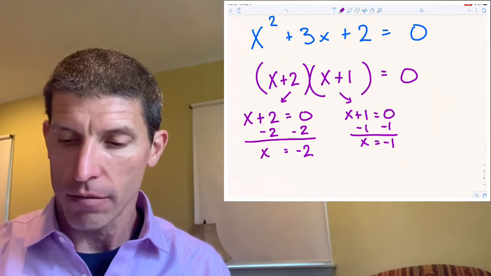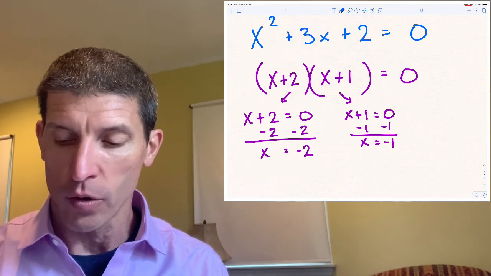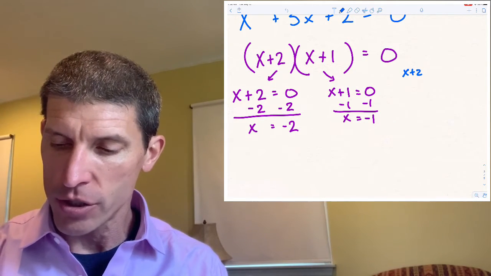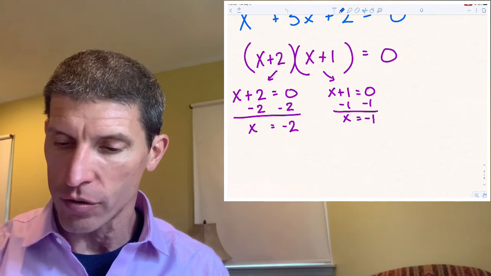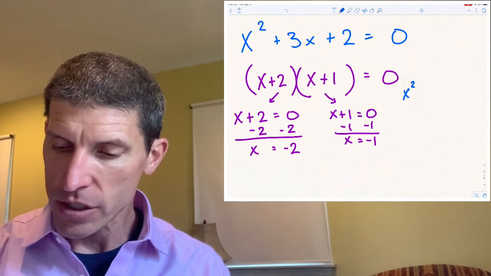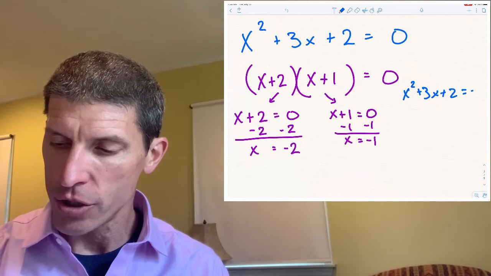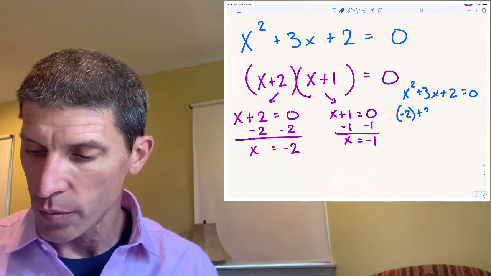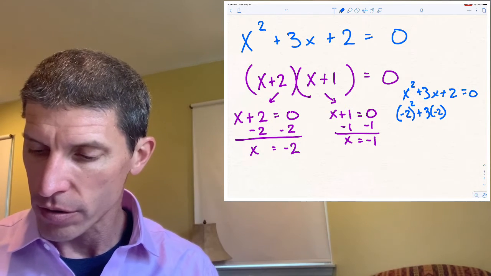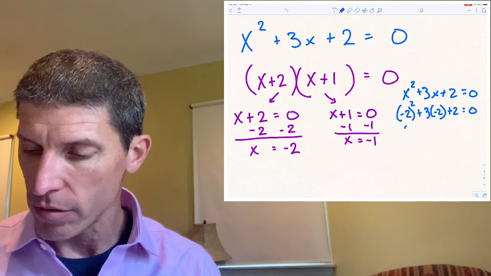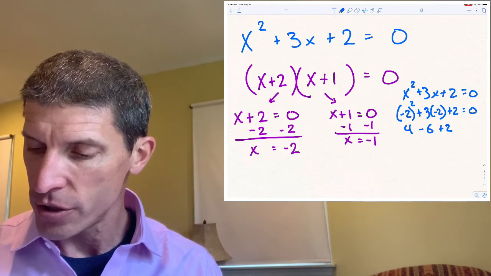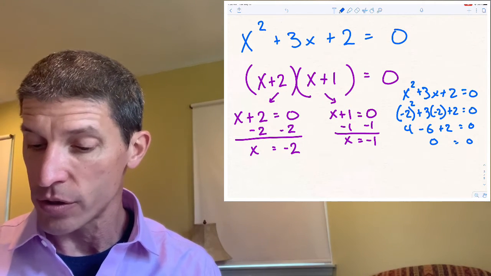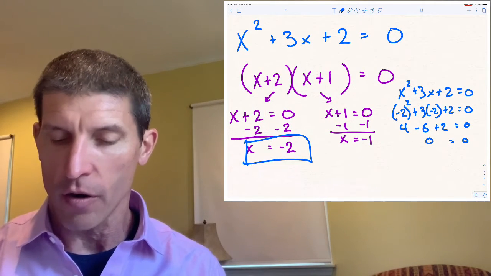Now, it is worth checking that these both work. I'm going to use a blue marker to check these out. If we go back to the original, x squared plus 3x plus 2 equals 0, let's put a -2 in there and see what happens. So -2 squared plus 3 times -2, plus 2 equals 0. So 4 minus 6 plus 2, that's -2 plus 2, that's a 0. So that equals 0 just like it's supposed to. So we know the -2 works. I'm going to go ahead and box that one in.